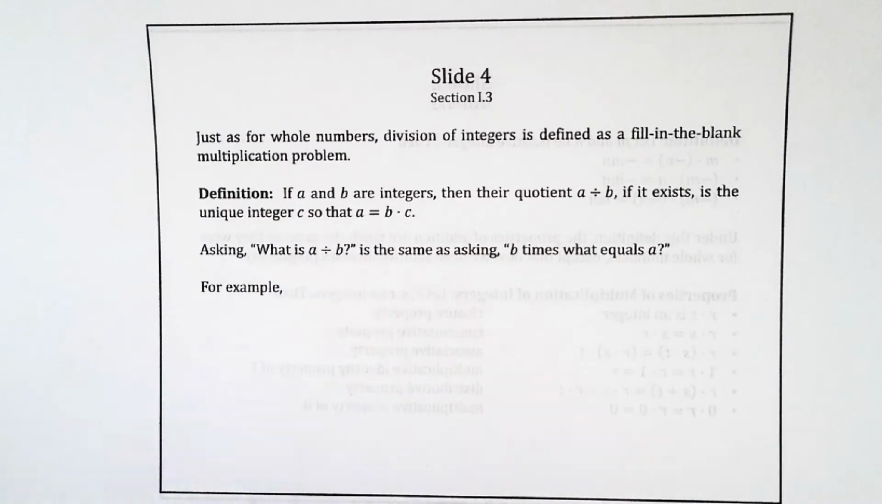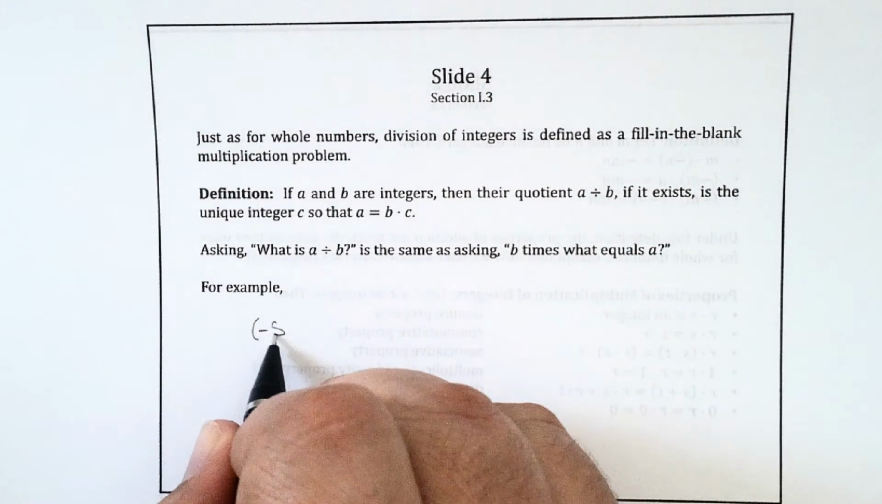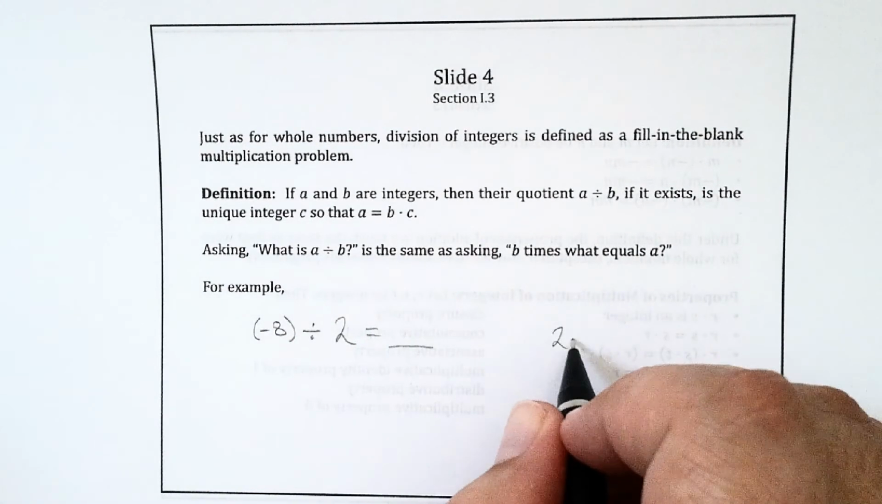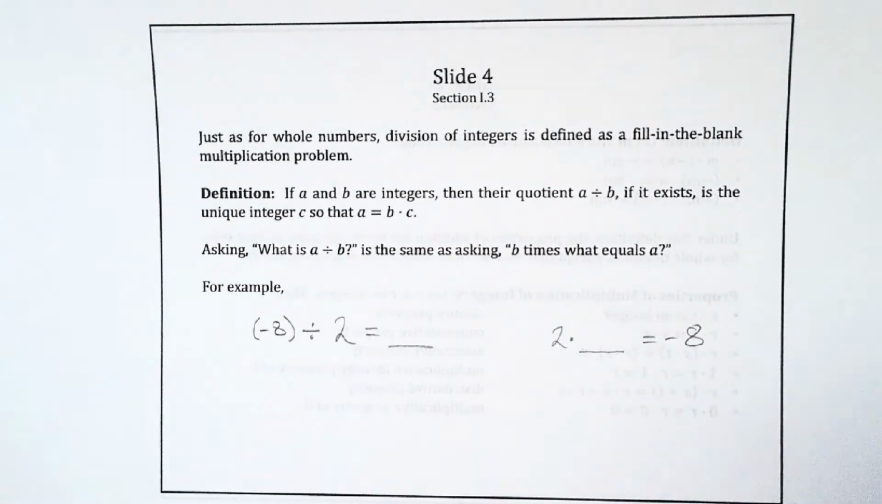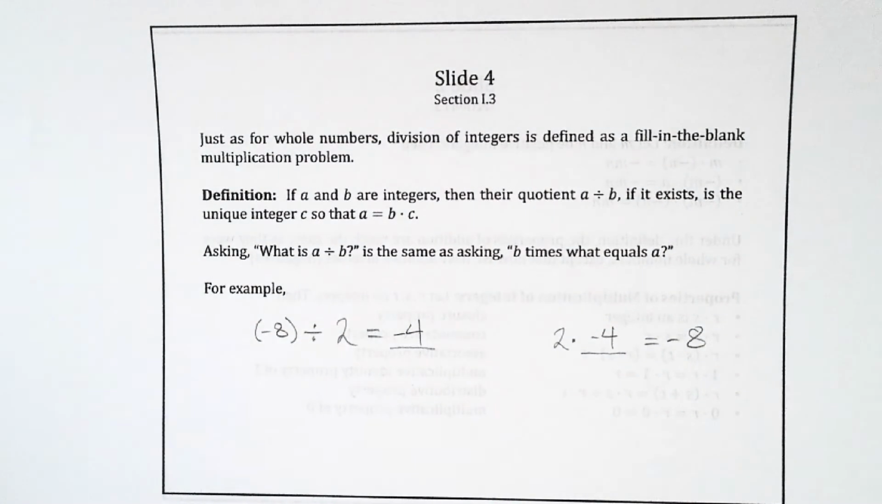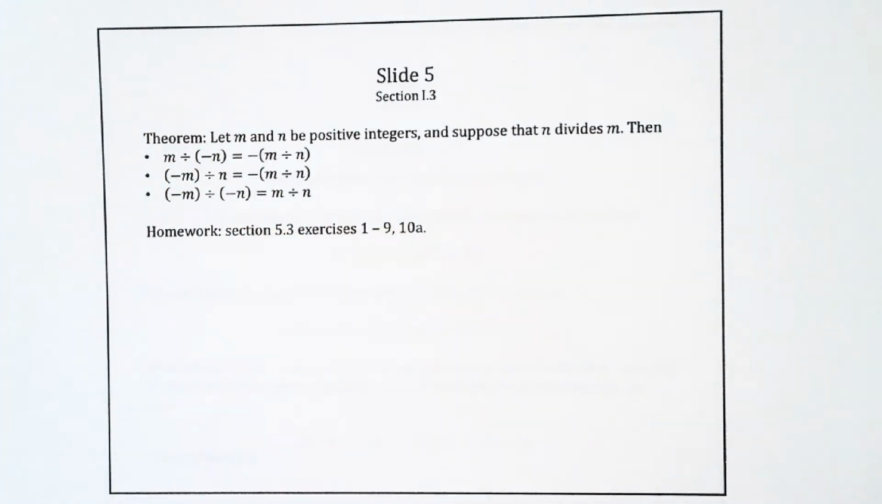So for example, what is negative 8 divided by 2? Well, we're asking 2 times what would be negative 8. And of course, that's negative 4. And so on and so forth. So here are the basic rules for division of integers, and they come straight from the fact that division is a fill-in-the-blank multiplication problem.